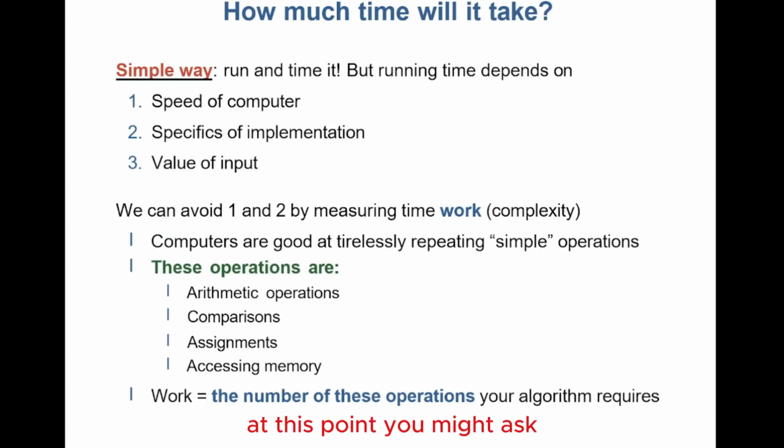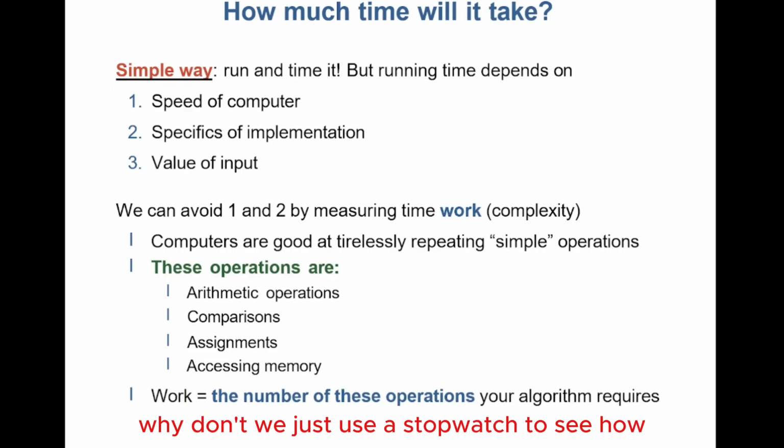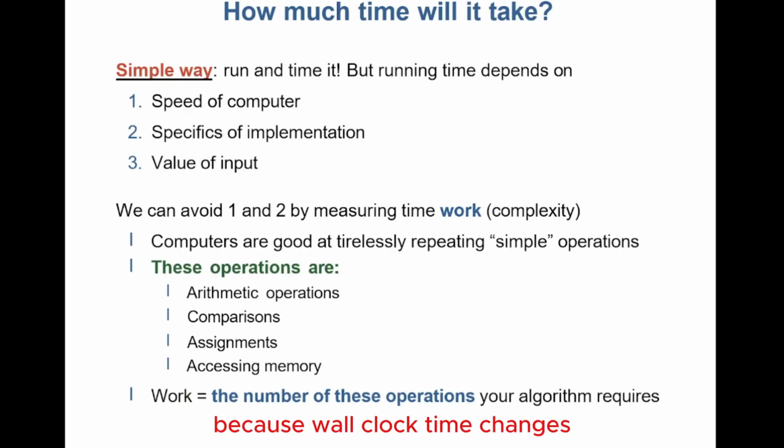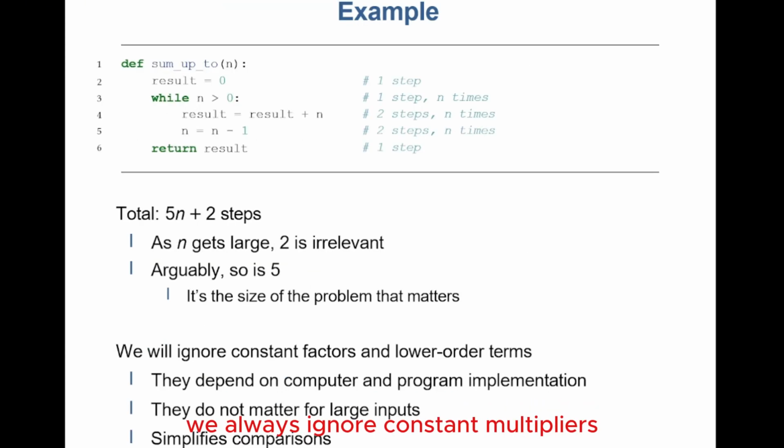At this point, you might ask, why don't we just use a stopwatch to see how fast our code runs? Because wall clock time changes based on your computer's processing speed, your implementation language, and background tasks. Instead, we count basic computational steps: arithmetic operations, comparisons, assignments, and memory access. When we analyze these steps, we always ignore constant multipliers and lower order terms. For instance, if an algorithm takes 5n plus 2 total steps, as n grows towards a million or billion, that plus 2 becomes completely meaningless.